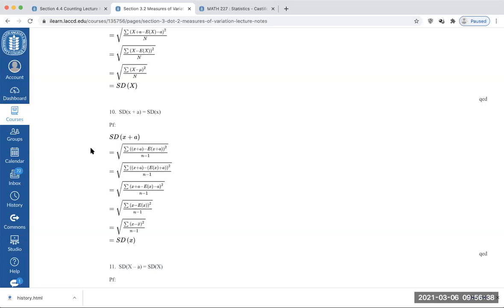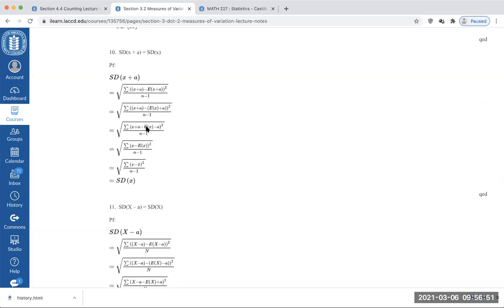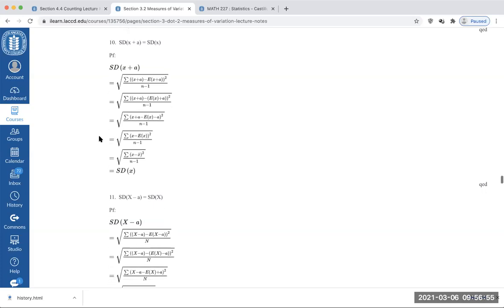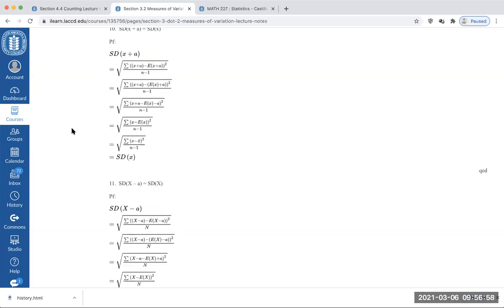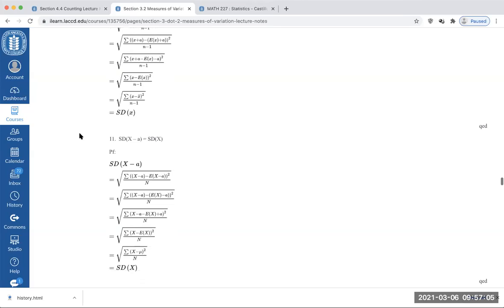Well, the expected value of x plus a, by the properties of the mean from the previous section, is the expected value of x plus a. Distribute the minus sign inside the parentheses. I get that this is equal to minus the expected value of x minus a. The a's cancel here. So this is equal to the expected value of x minus a. And the expected value of x is just the sample mean. And so this is equal to the square root of the sum of x minus x bar quantity squared over n minus 1, which is the standard deviation of x.